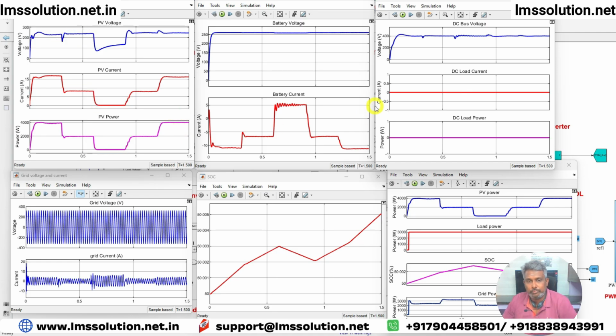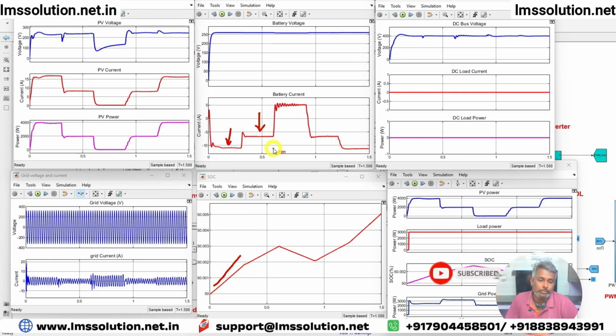Okay. Next comes the battery storing initial condition. That means at 1000 watts per meter square, there is excess power in the system, so that's why the battery is going for charging. That means the battery current is around minus 12 amps. It is in charging mode. Here you see that it is in charging mode.